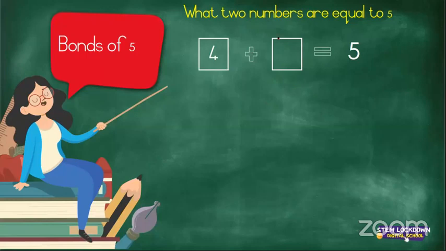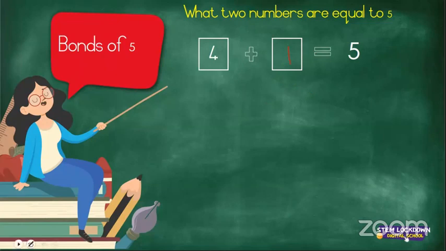4 plus what equals 5? If I've got 4 sweets, how many more sweets do I need to have 5 sweets, boys and girls? Aaliyah? How many more sweets do I need to equal to 5? 1. Good. 4 plus 1 equals 5. Very good, Aaliyah.